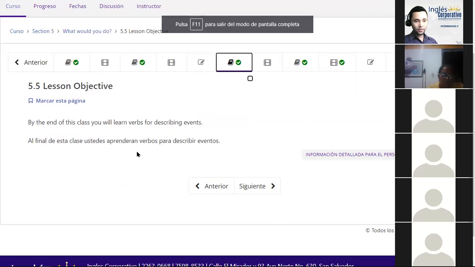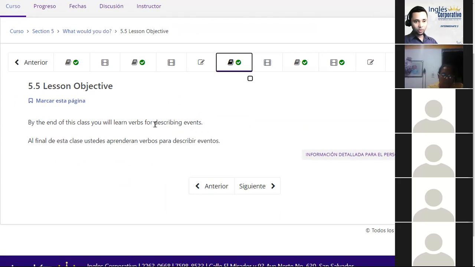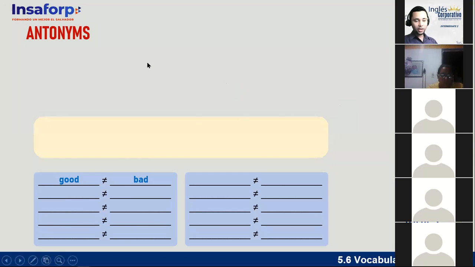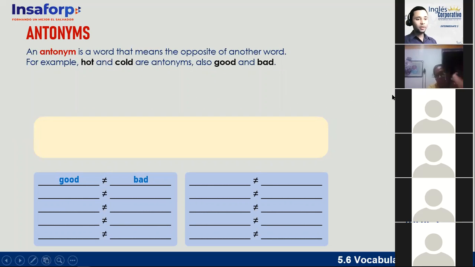Let's take a look. By the end of this class, you will learn. No, wait a second. It's antonyms, I'm sorry. Okay, let's take a look. What about antonyms? Take a look at this. An antonym is a word that means the opposite of another word. Okay. For example, hot and cold are antonyms. Also, good and bad are antonyms.